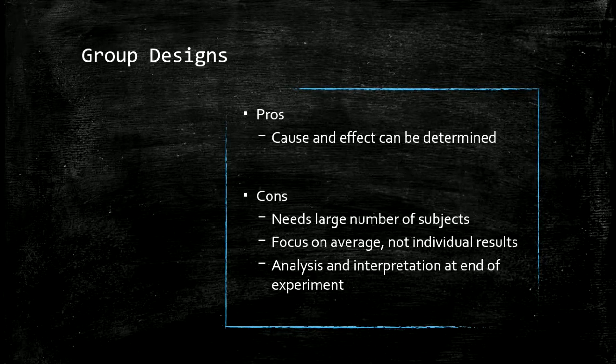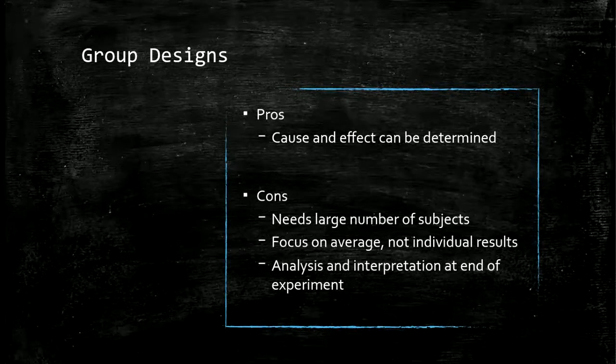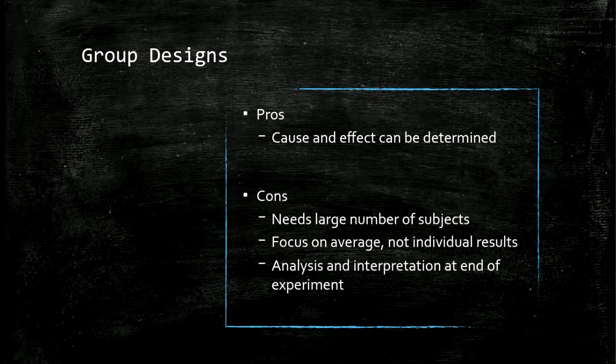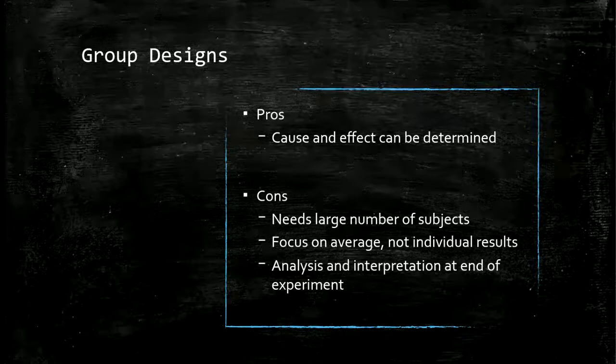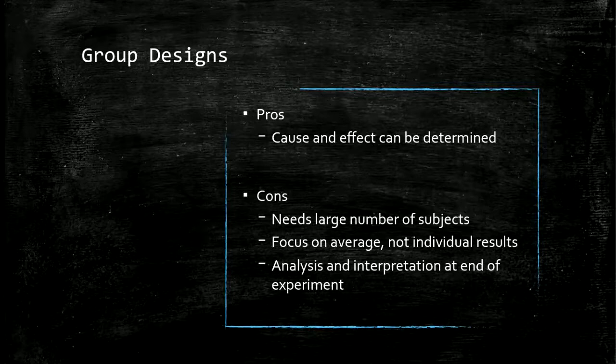So again, it's good for making predictions when you're looking at large numbers of people, not for predicting individual results. Take a medication. I can say this medication is tested on thousands of people. On average, people do tend to respond to this medication, but I cannot say from that for you, this medication will be effective. And the final con of group designs is you don't analyze or interpret your data until the end of the experiment. So you have to wait until all the data has been collected to draw conclusions. It doesn't really allow for analysis or interpretation of data as the experiment is progressing.